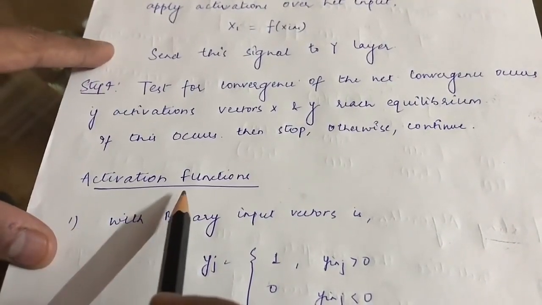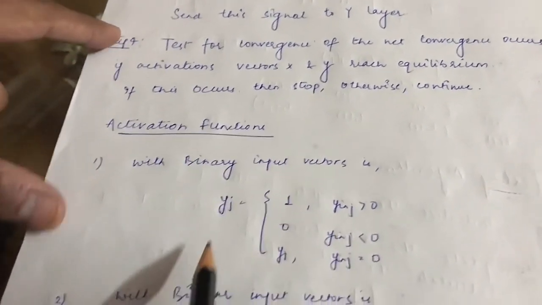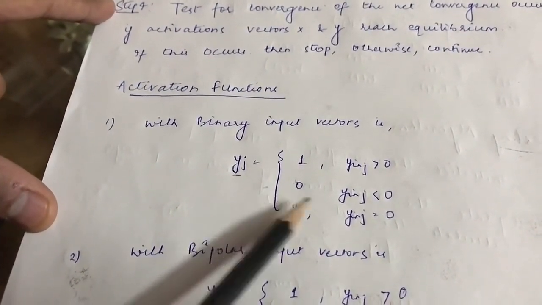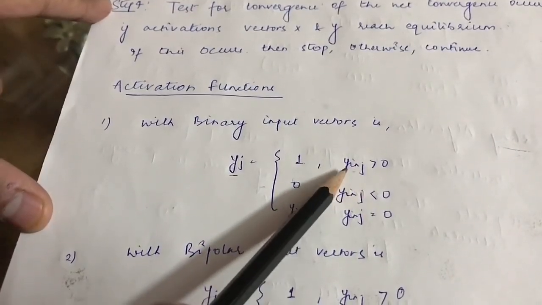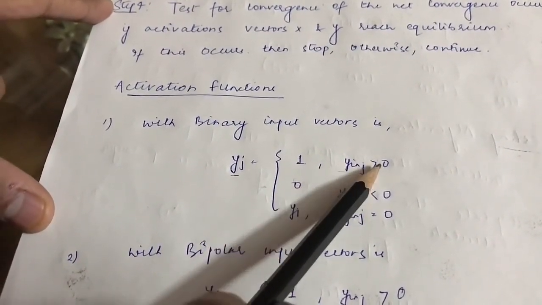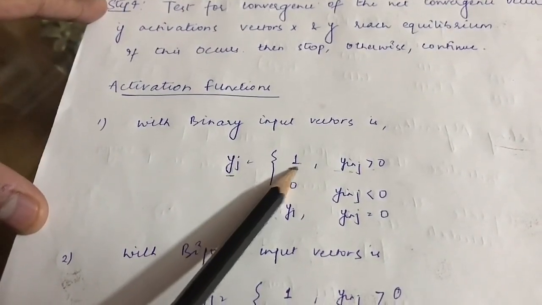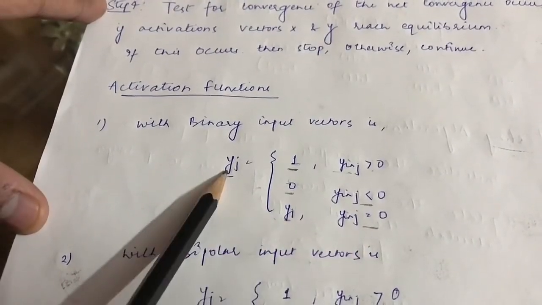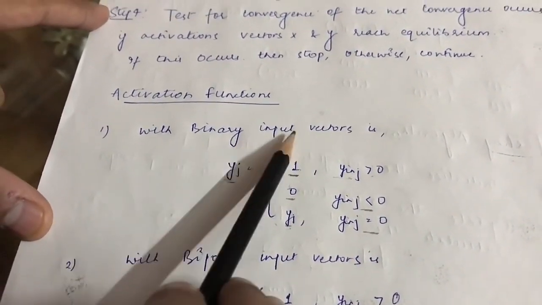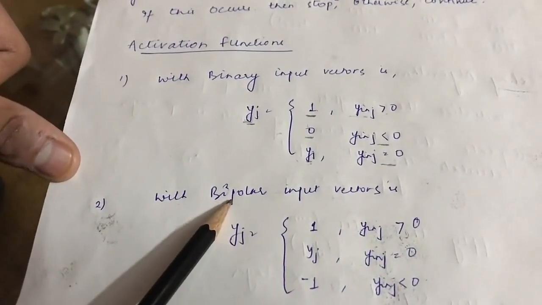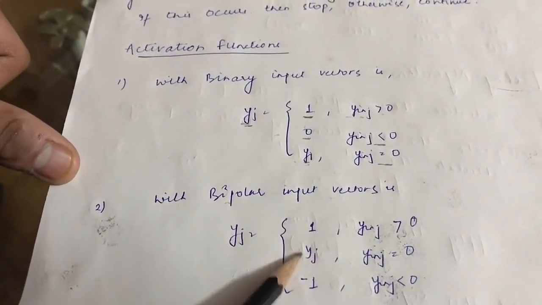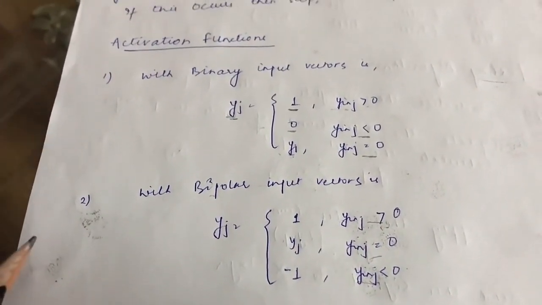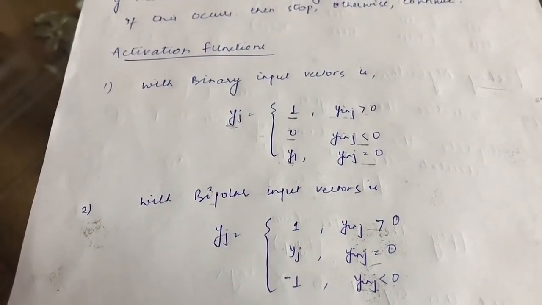Now what are the activation functions that we use in bidirectional autoassociative memory network? yj is equal to 1, 0, or yj, depending upon whether y in j is greater than 0, equal to 0, or less than 0. If the net input is greater than 0, then the output of the activation function is 1. If it is less than 0, then it is equal to 0. And if it is equal to 0, then it is the same as before if binary input vectors are concerned. And if bipolar input vectors are concerned, then it is 1, yj, or minus 1, depending whether it is greater than 0, equal to 0, or less than 0. Do not worry about this. Let us see a question, then we will understand it better.